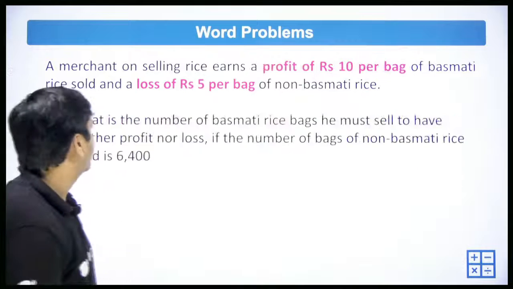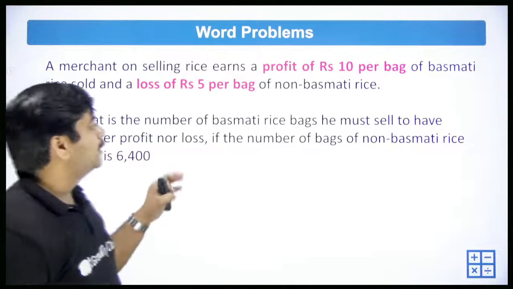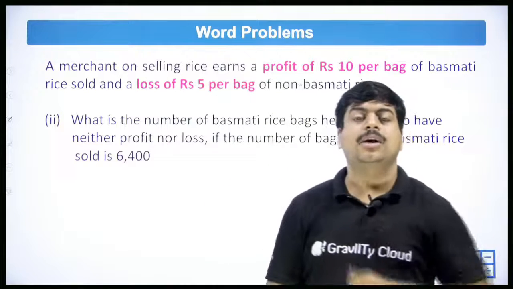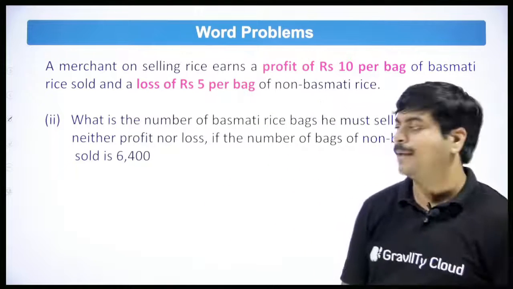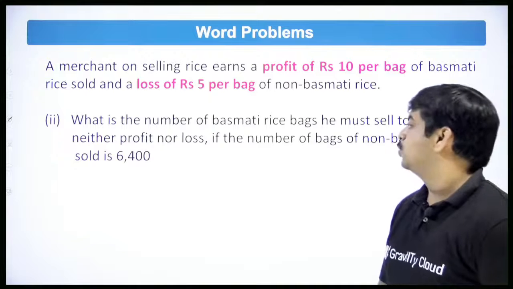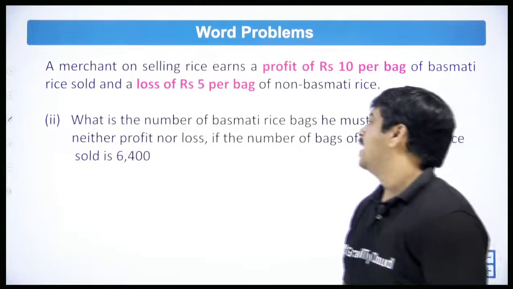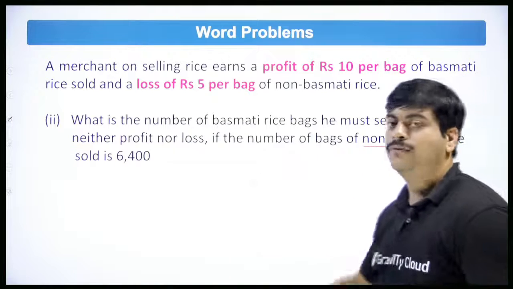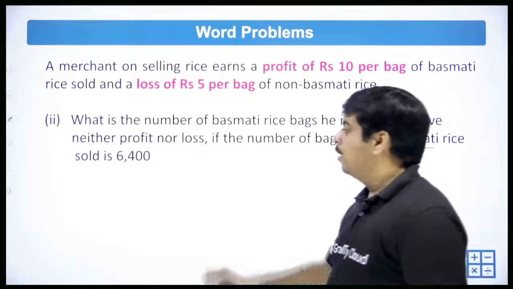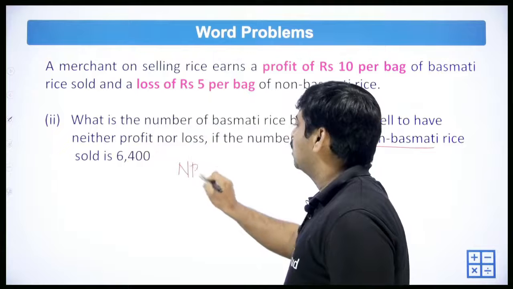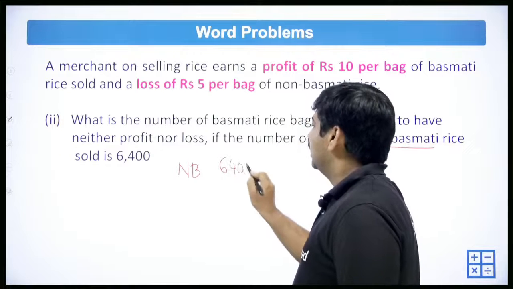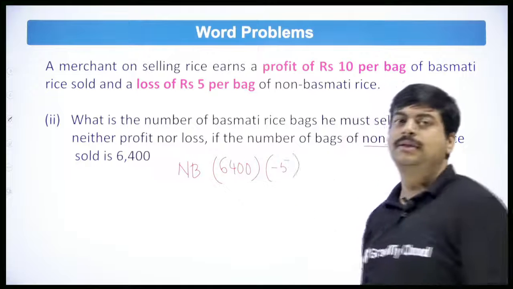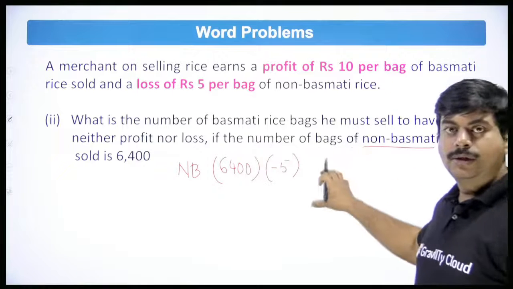So one more question here. What is the number of basmati rice bags he must sell? So now we need to find the number of basmati bags he has to sell to have neither profit nor loss if the number of bags of non-basmati rice is 6,400. For non-basmati rice, you have 6,400 bags, and for every bag you're getting a loss of minus 5 rupees, right? So you know how much this amount is.